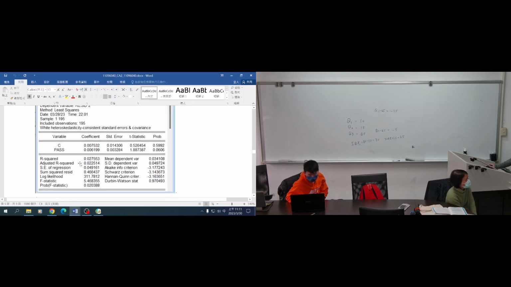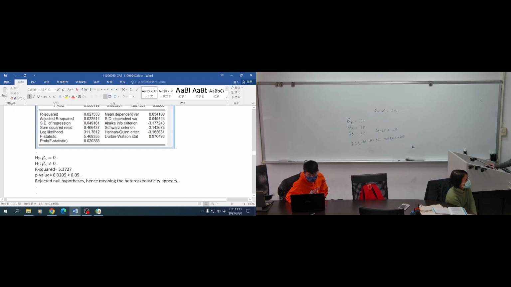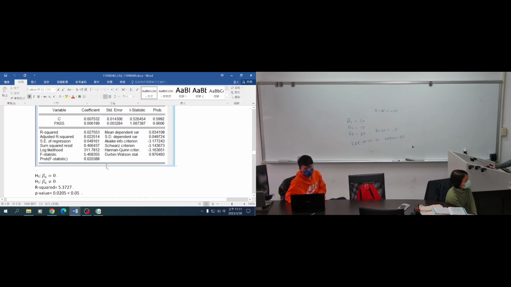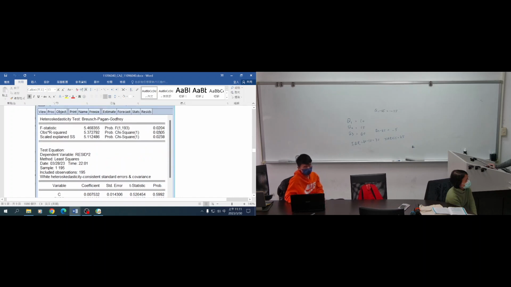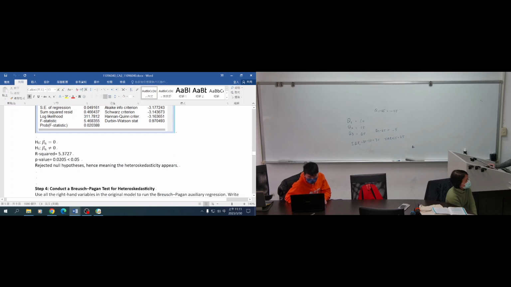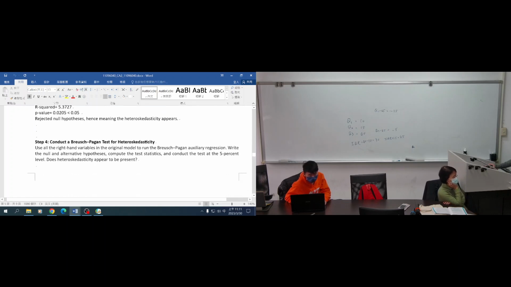From what I already did, the R square is 5 blah blah blah, and the p-value here is less than 0.05, so we reject the null hypothesis, which means heteroscedasticity appears. And for step 4, I conducted the Breusch-Pagan test.